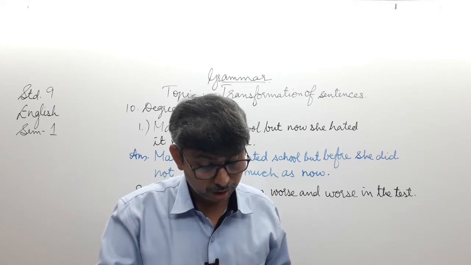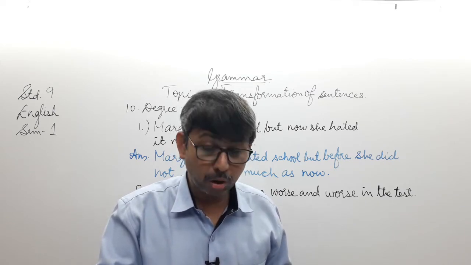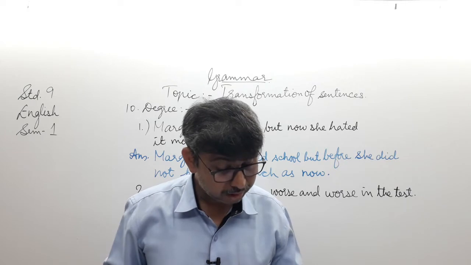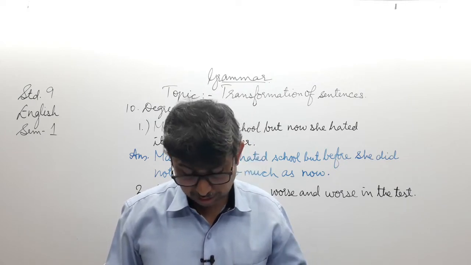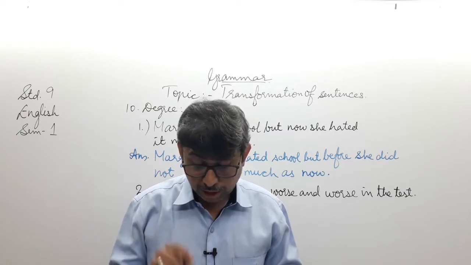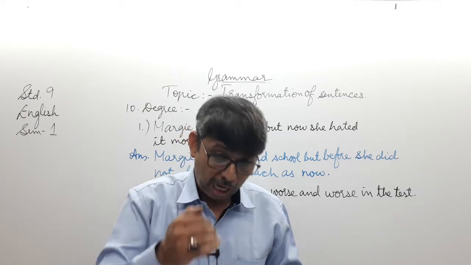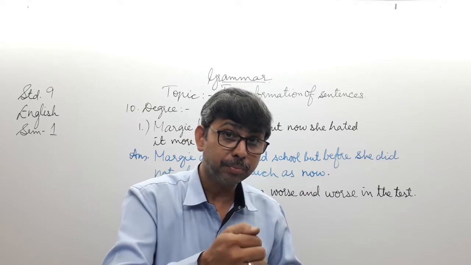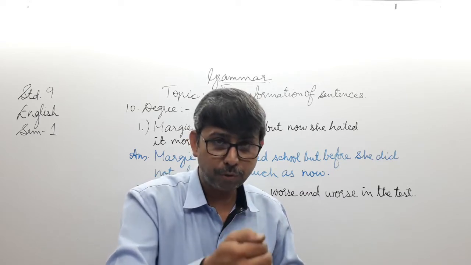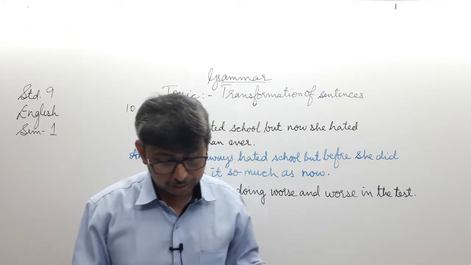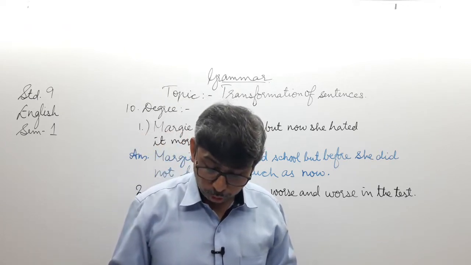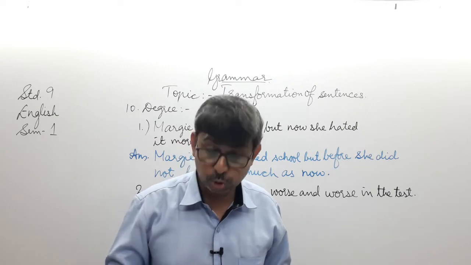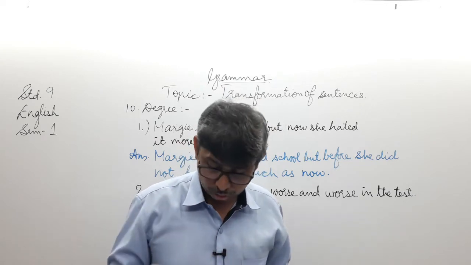If you acknowledge the words worse and worse, worse is the comparative form of bad, isn't it? So we'll be using the word bad in order to write this sentence. She had been doing worse and worse in the test can be changed to: before she had not been doing so bad. We are saying that now she is doing worse, but earlier she was not doing so much bad. Hence the sentence needs to be written in the positive degree in this manner: before she had not been doing so bad and bad in the test as she was doing now. Now she is doing worse, and earlier she was doing only bad. So worse changed to bad.